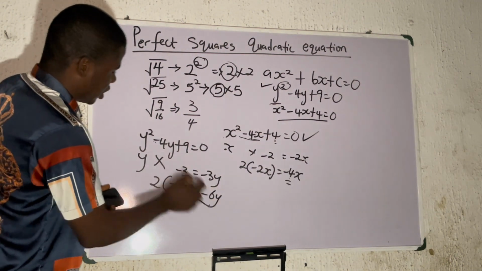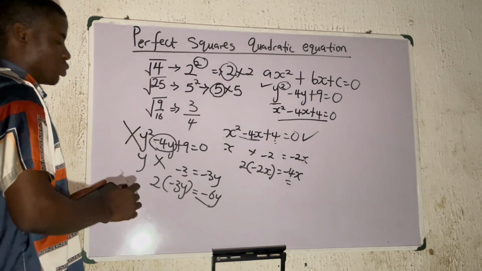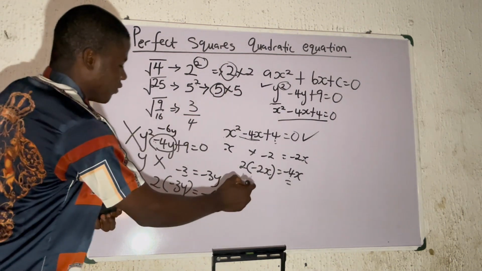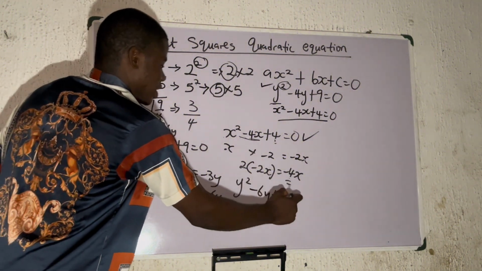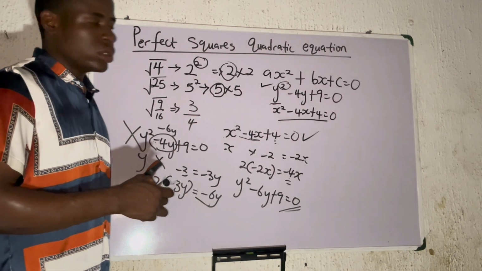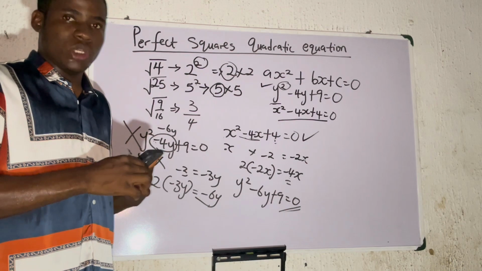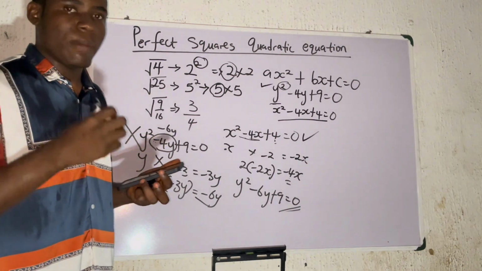But what are we having here? We are having minus 4y. So this quadratic equation is not a perfect square. For it to become a perfect square, we should have minus 6y. It should occur in the form y squared minus 6y plus 9 equal to 0. Does it make sense? So by now, I believe that you understand what we mean by a perfect square quadratic equation, the condition for a quadratic equation to be a perfect square.